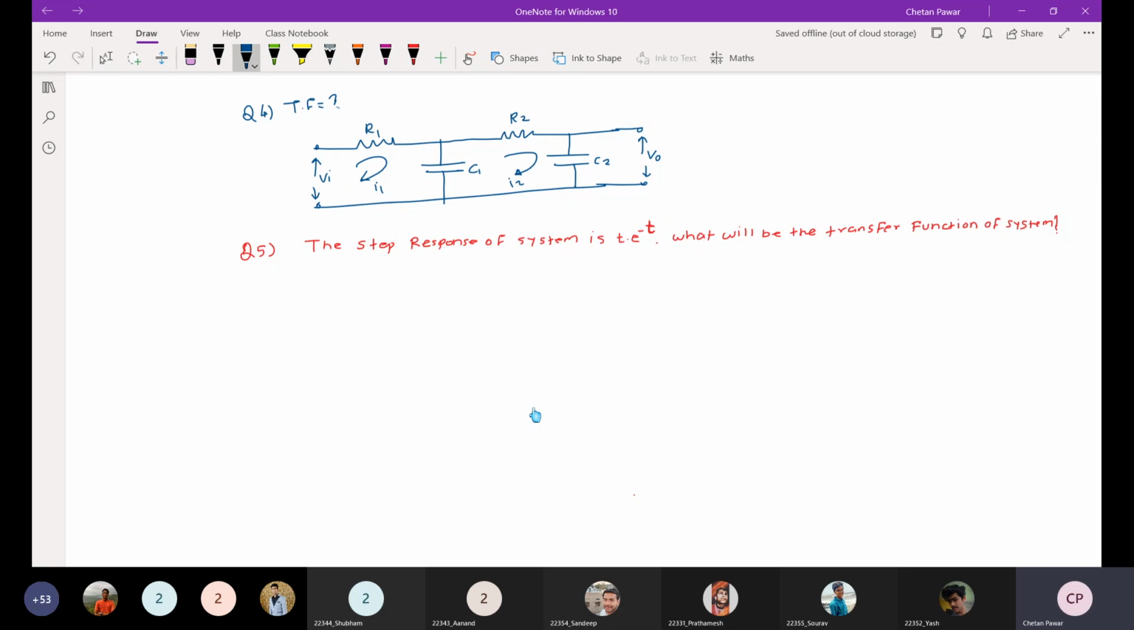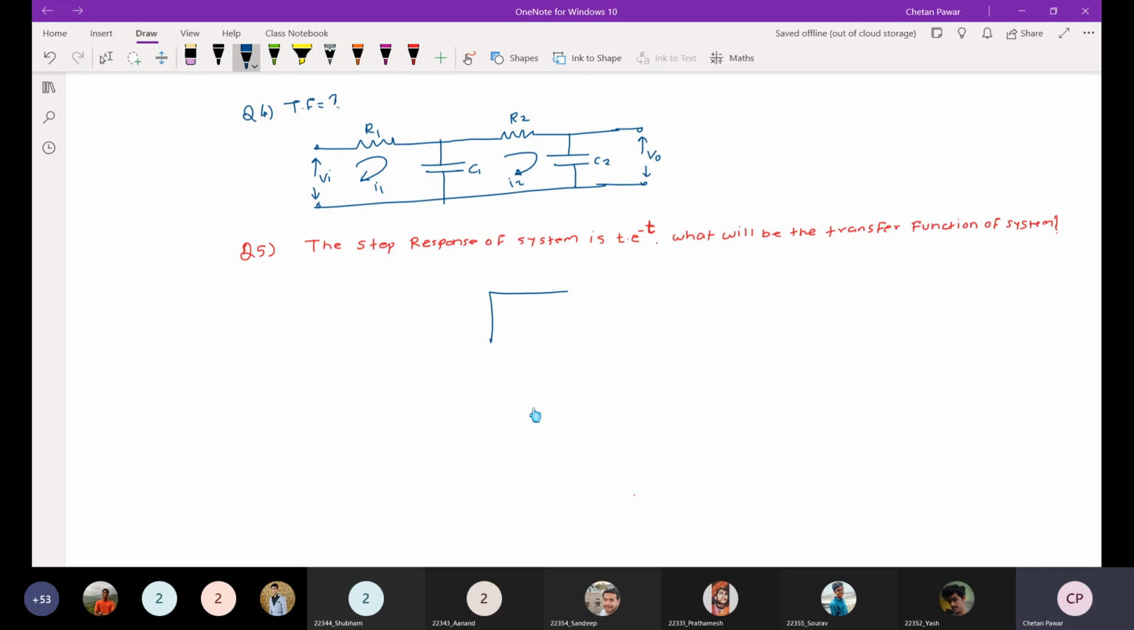We have seen the impulse response, right? When we apply an impulse signal to a system, whatever output we get is called the impulse response of the system. Similarly, what is meant by step response?